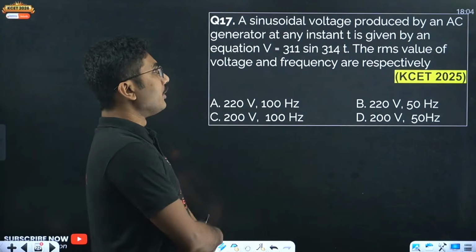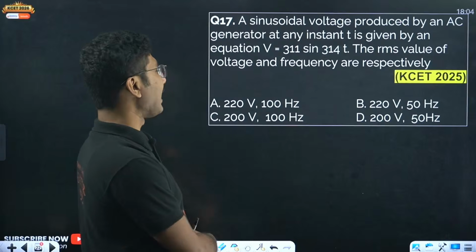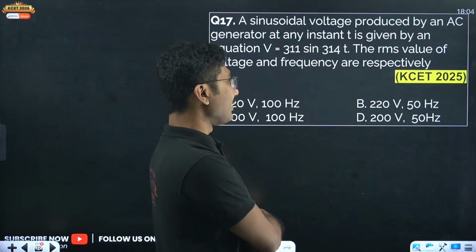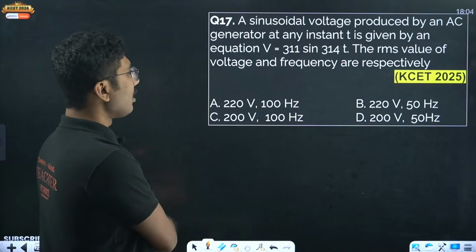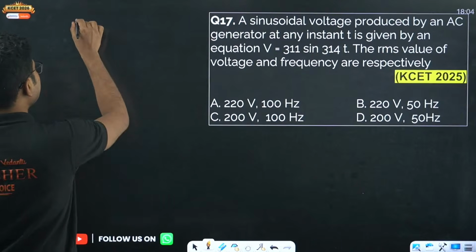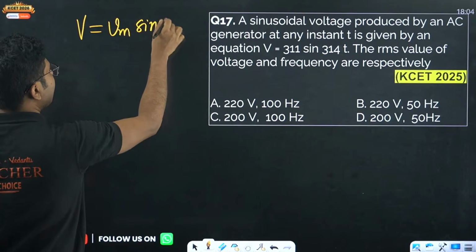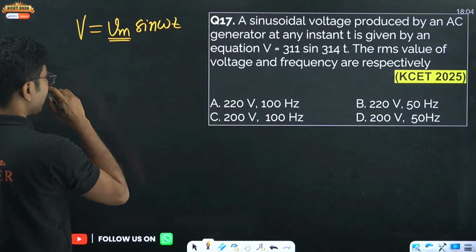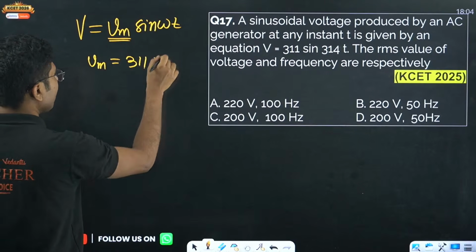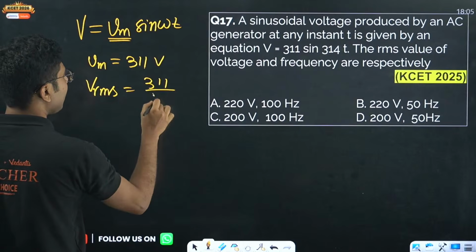A sinusoidal voltage produced by an AC generator at any instant is given by the equation V = 311 sin 314t. Find the RMS value of the voltage and the frequency respectively. When it is given like this, V = Vm sin omega t, Vm is the maximum value of the voltage. So the maximum value of the voltage from the equation is 311 volt. So what is the RMS voltage? RMS voltage is 311 divided by root 2.